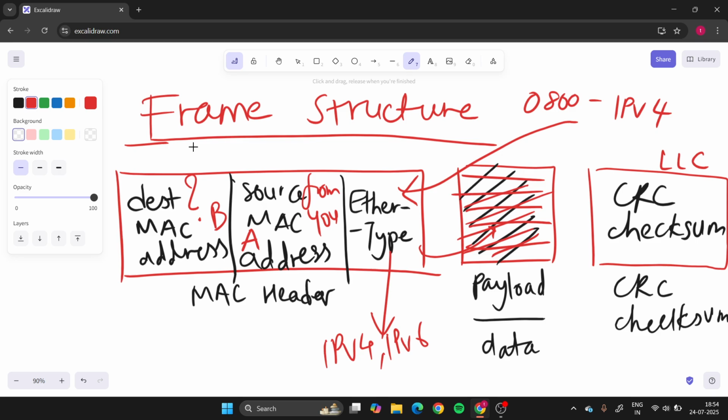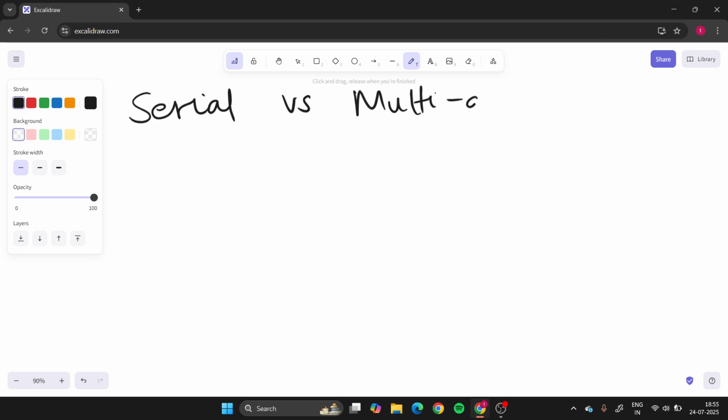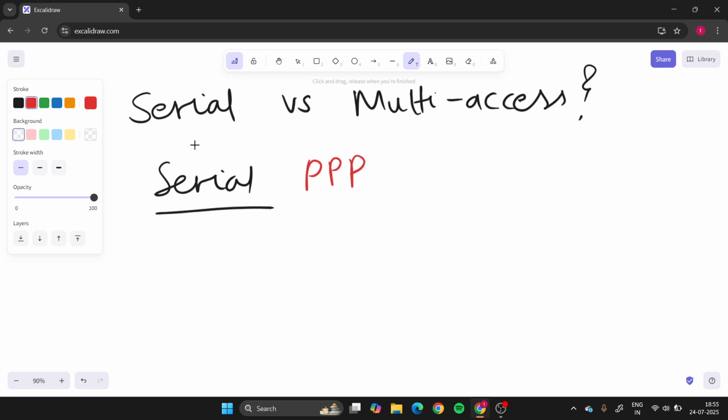Okay. Now we're going to come to, I think, the third part of this, where you will get to know more about Ethernet and PPP. It's called serial versus multi-access. So what is this? So serial. Okay, serial. This is basically an example of how PPP is structured, how it is layered.